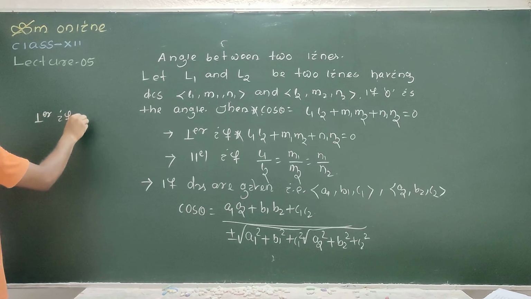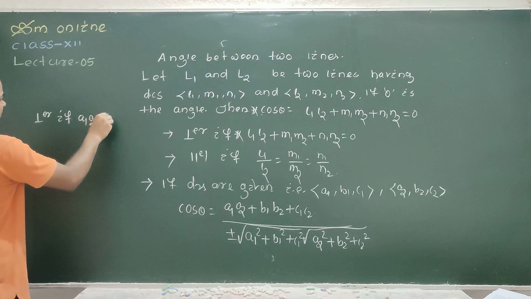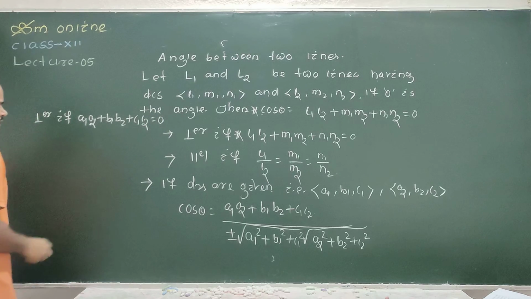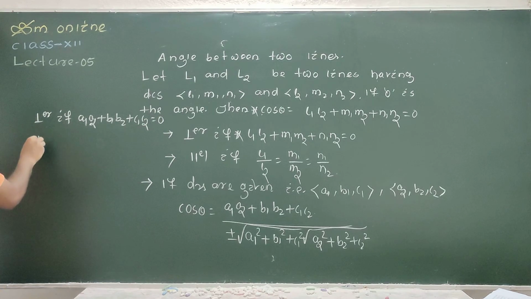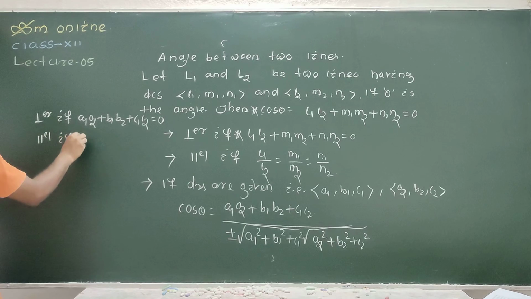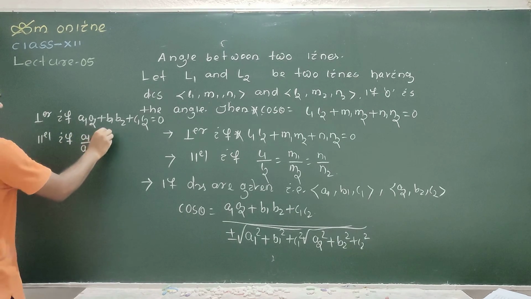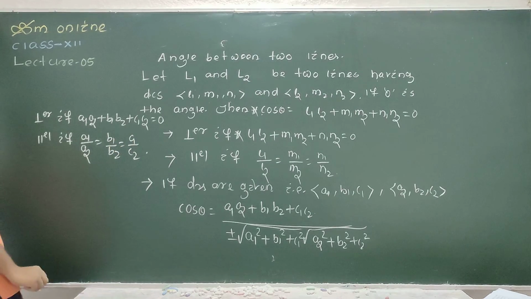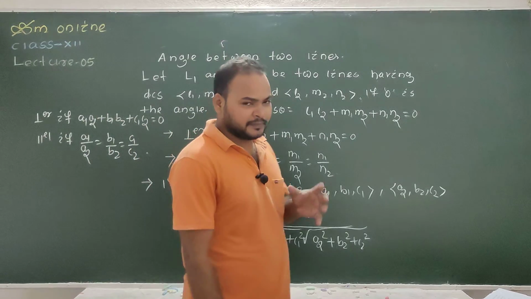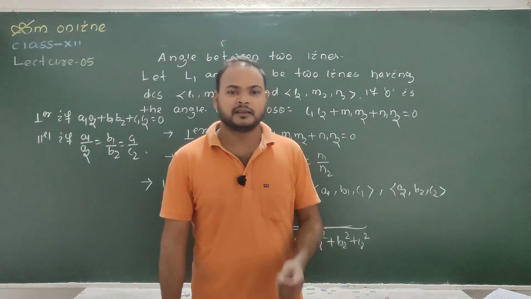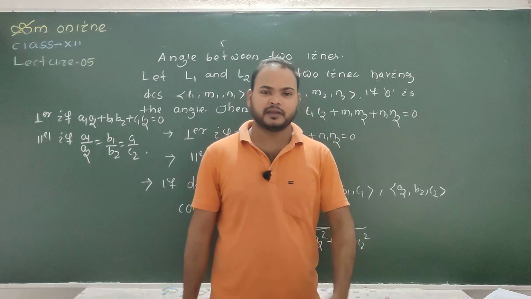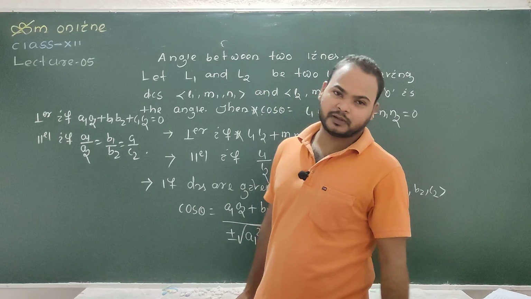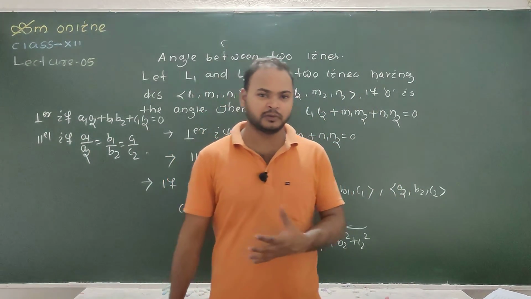The two lines having DRS are perpendicular if A1 A2 plus B1 B2 plus C1 C2 equals 0, and the two lines are parallel if A1 by A2 equals B1 by B2 equals C1 by C2. And if DCS and DRS are given, the two lines are perpendicular if L1 into A1 plus M1 into B1 plus N1 into C1 equals 0.